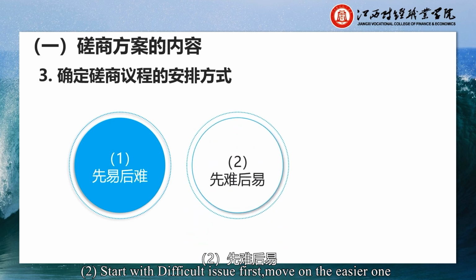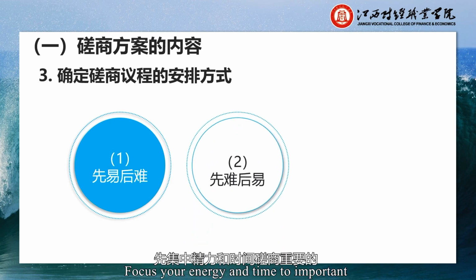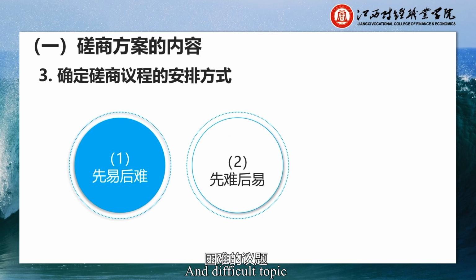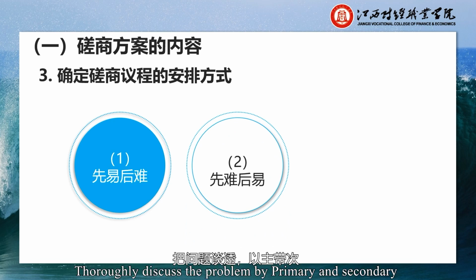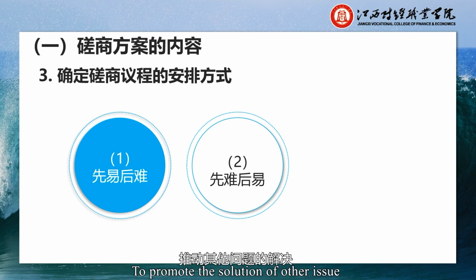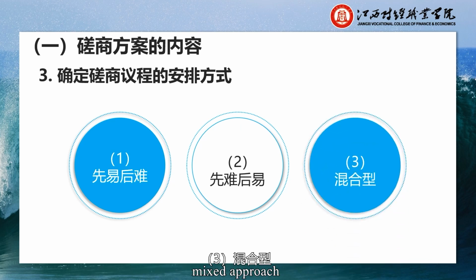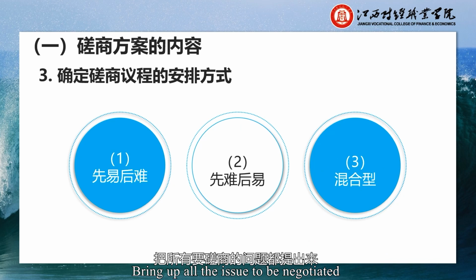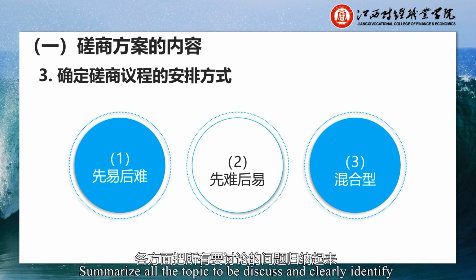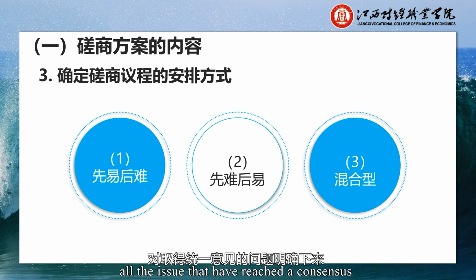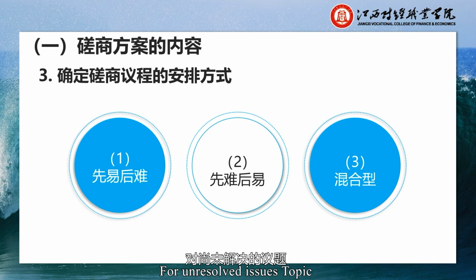Second, start with the difficult issue first, then move on to the easier ones. Focus your energy and time on important and difficult topics. Thoroughly discuss the problem by primary and secondary order to promote the solution of other issues. Third, mixed approach. Bring up all the issues to be negotiated, summarize all the topics to be discussed, and clearly identify all the issues that have reached a consensus. For unresolved issues, further negotiations are conducted until a consensus is reached.